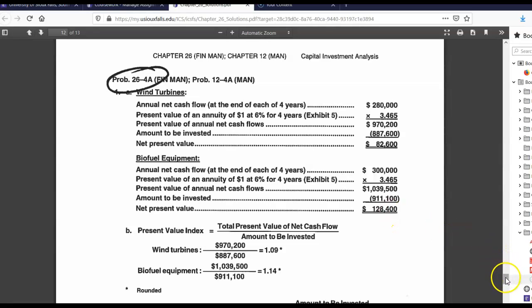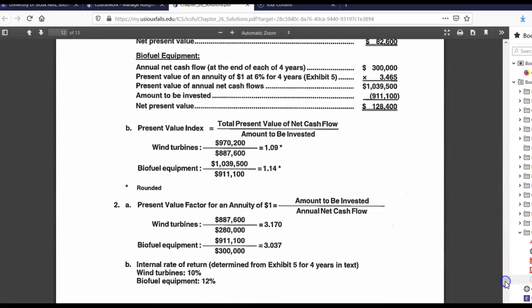Now, something I need you to make sure you identify, highlight, and make a big deal of in your book, because this is something we don't do anything with ever. In this problem, in letter B, it asks you to calculate the present value index. When you are doing Cengage, every time it's going to be calculate the net present value, calculate the internal rate of return, even probably calculate the present value factor, as you see in number 2 there.